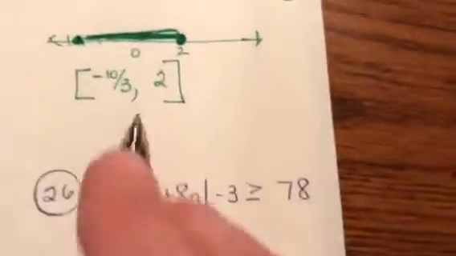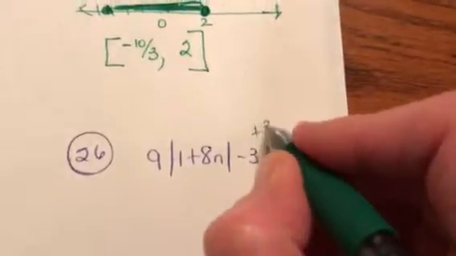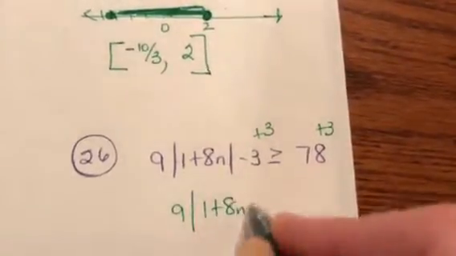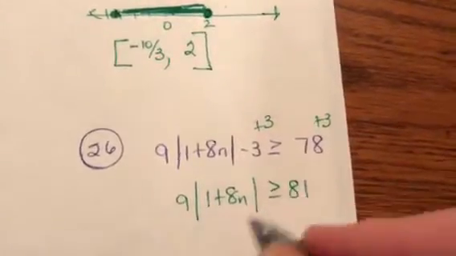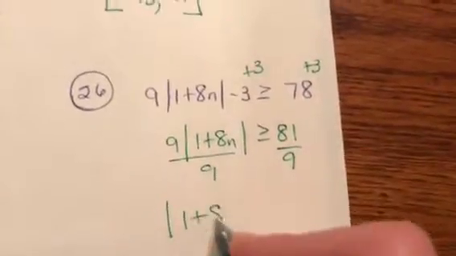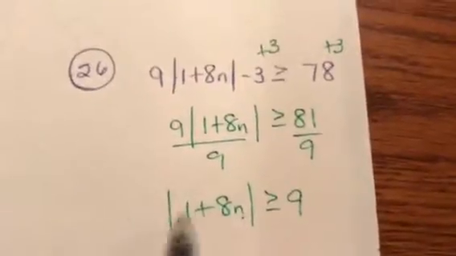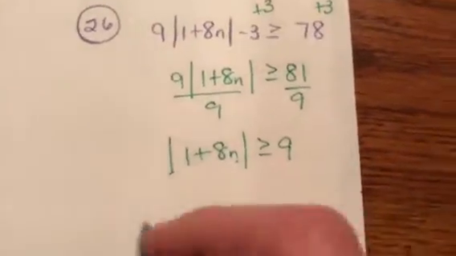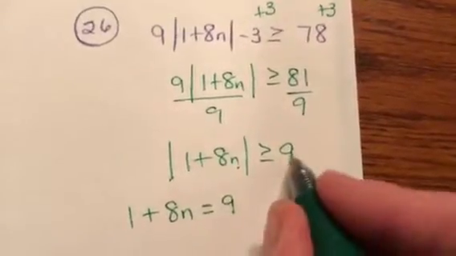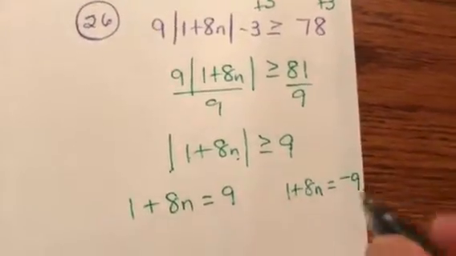Okay, last one. Get these bars by itself. So we're going to add 3 to both sides. So I've got 9, 1 plus 8n is greater than or equal to 81. Divide both sides by 9. So I have 1 plus 8n is greater than or equal to 9. Okay, got the absolute value signs by itself. So I'm going to take what's inside, and one time I'm going to set it equal to the positive value, and one time I'm going to set it equal to the negative value.